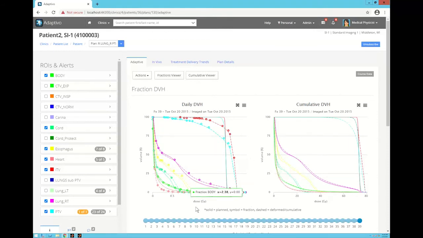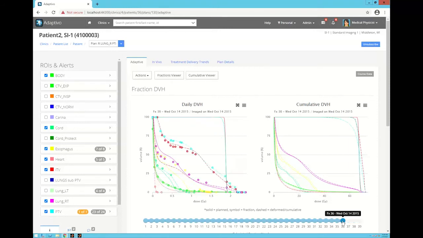We can see the daily DVHs. Right now it's showing for the last fraction since this treatment was completed, so fraction 39. I can go to any of the fractions from the chiclets that we had seen. Fraction 36 looked like a good fraction to review. And so what you can see here is that clearly there was a large variation that occurred on fraction number 36, but you can see, as I showed in the previous slides, that the cumulative dose shows a reasonable comparison.